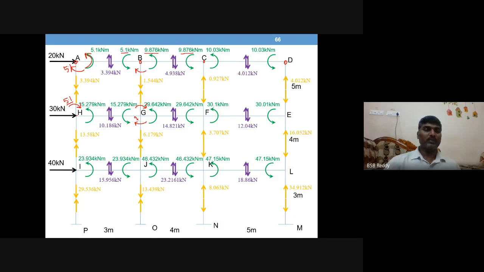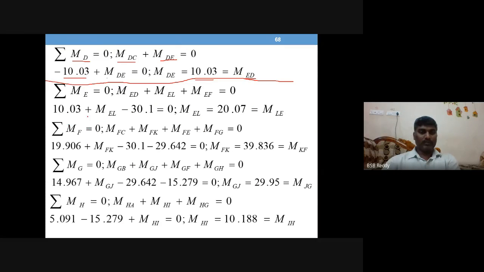If you take this joint, there is only one unknown value, because you know this and you know this value. That is what is written there. Sigma M at E: ED, EL, and EF. So joint E, and similarly joint H. All other joints you have to proceed in the same way. There is no difficulty involved in this. It's simple addition and subtraction, right? So I'm leaving all other joints to you to follow whatever is calculated.